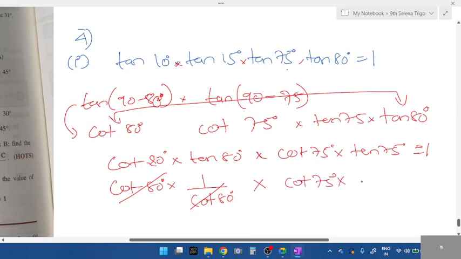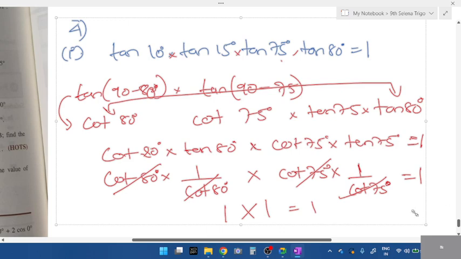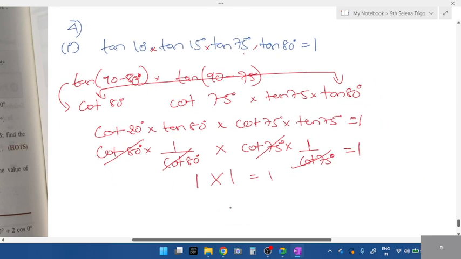What is the reciprocal of tan 75? 1 by reciprocal relation, 1 by cot 75. Both get cancelled. If you cancel 1 into 1, what are we getting? 1 into 1 is 1, right? 1 is equal to 1. Is it clear, Andrea? Did you understand?